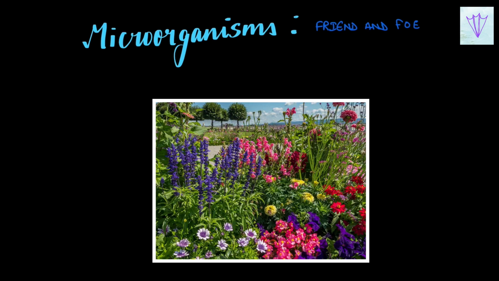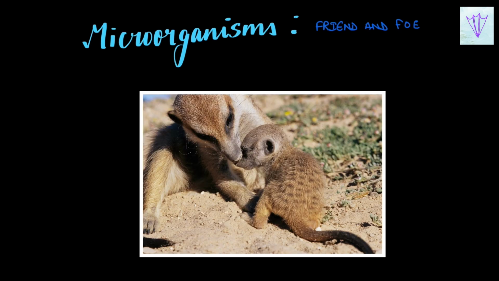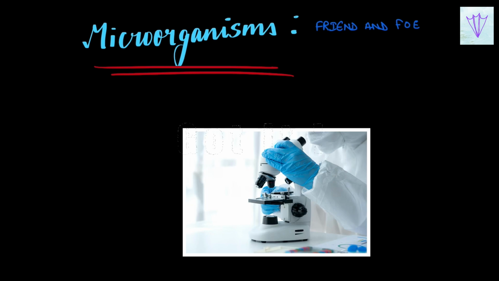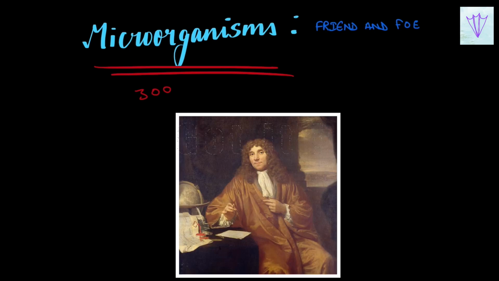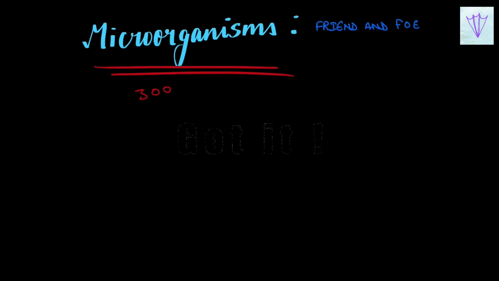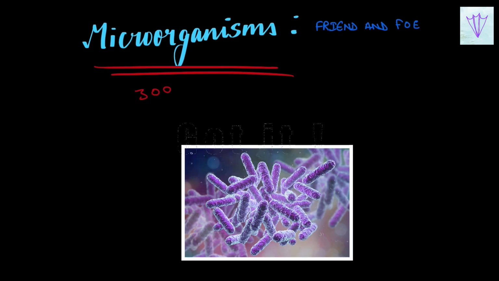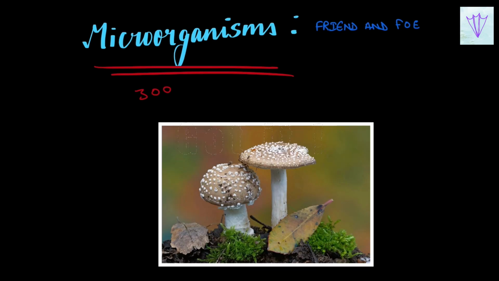kinds of plants and animals. However, there are other living organisms around us which we normally cannot see with our naked eye, but can observe through a microscope. In fact, 300 years ago, Antony van Leeuwenhoek discovered the world of living creatures that are present everywhere. He carefully drew and studied everything he saw, like bacteria, fungi, and many other tiny creatures.